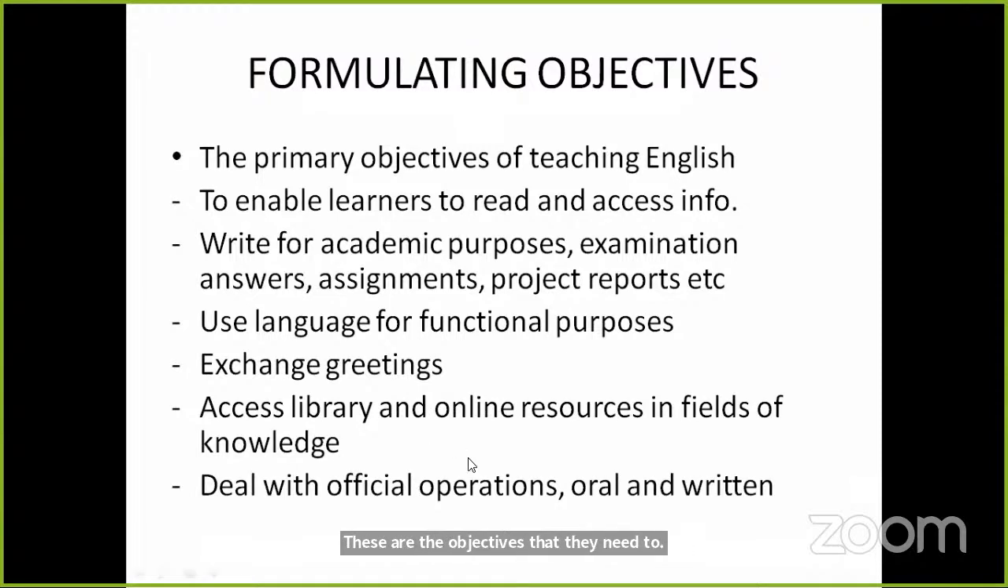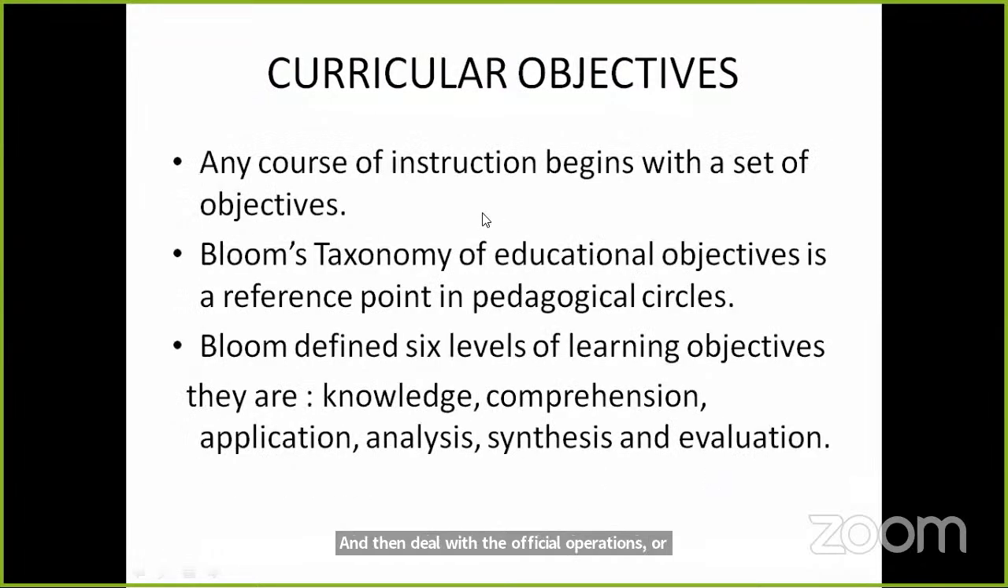And then deal with the official operations, oral and written also. And then one more objective that we have is curricular objectives. What is this curricular objectives? Any course of instruction begins with a set of objectives. Bloom's taxonomy of educational objectives is a reference point in the pedagogical circle. Bloom defines 6 levels of learning objectives. What are they? Knowledge, comprehension, application, analysis, synthesis, and evaluation.